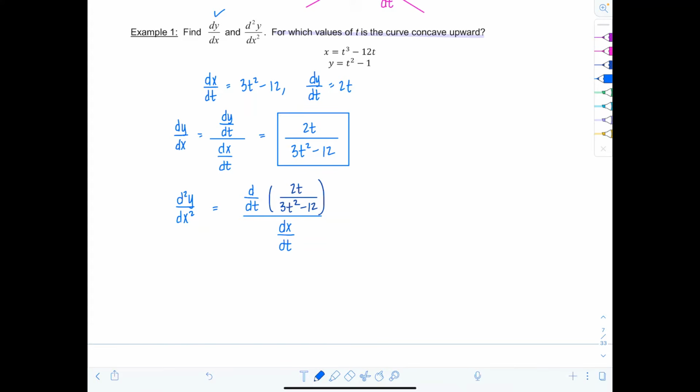All right, let's continue. Now in the numerator, if I'm going to take the derivative of all of this with respect to t, I need to use the quotient rule. So here we go. We've got low d high, so that's going to be 3t squared minus 12, d high is 2, minus high, 2t, d low is 6t, over low low. Square the bottom, away you go. And then I have dx/dt in the denominator, which is just another 3t squared minus 12.